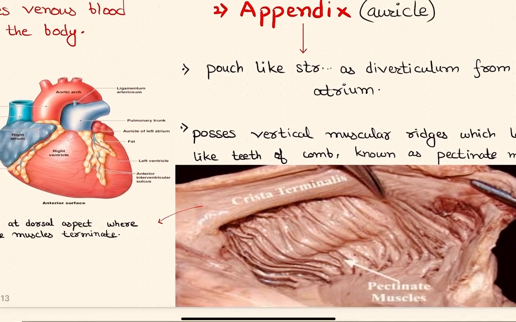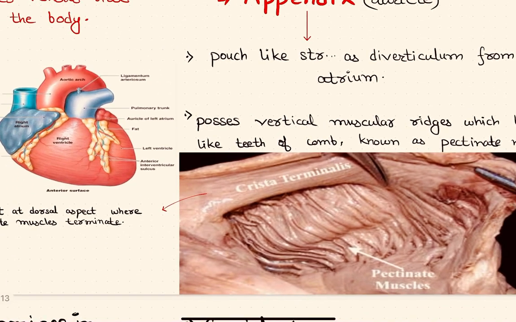Now if we look at the inner side of this auricle, we can find some vertical muscular ridges. These are vertical, muscular, and ridge-like. They are nothing but pectinate muscles. Pectinate muscles are the vertical muscular ridges originating from the auricle or appendix, which look like the teeth of a comb. Aren't they like the teeth of a comb? Yes, they are like the teeth of a comb. So they are known as pectinate muscles.